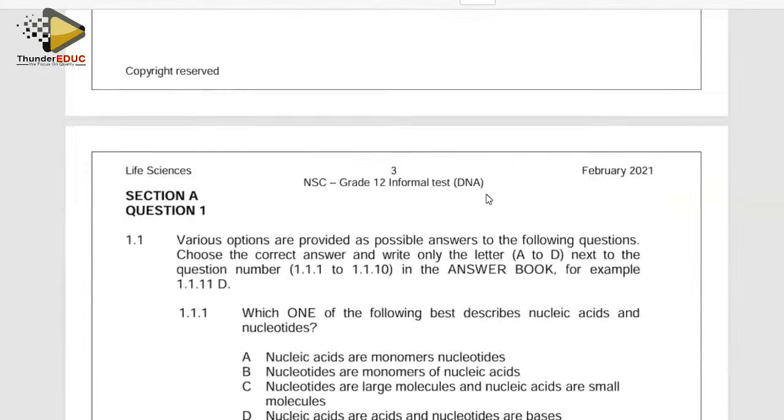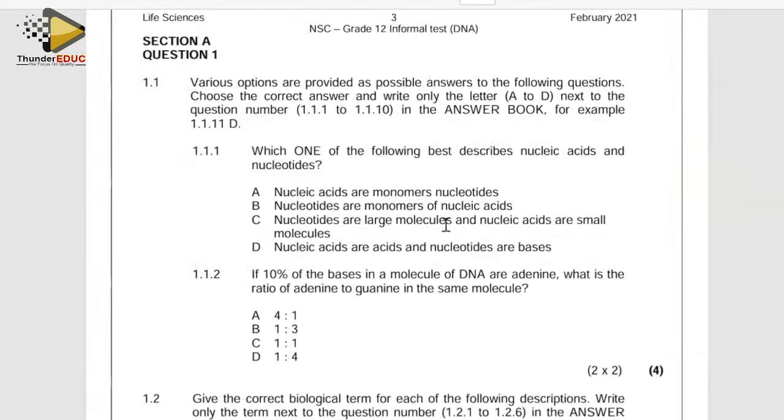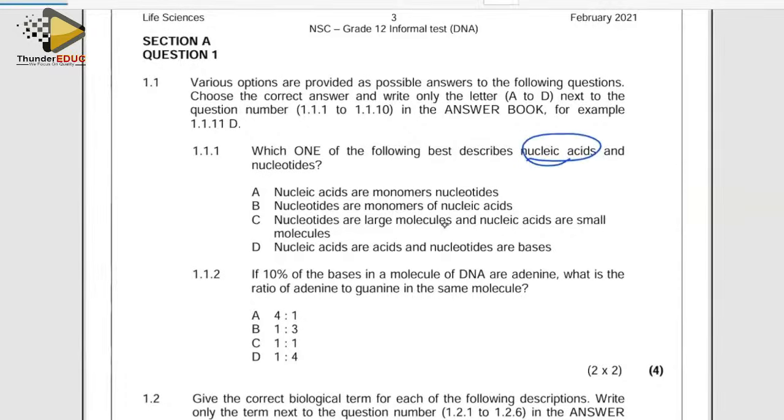To go through: which one of the following best describes nucleic acids? What's a nucleic acid? We're talking about DNA and RNA. Which one describes nucleic acids and nucleotides?